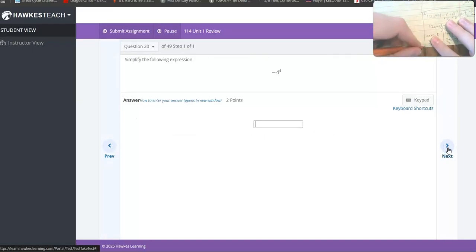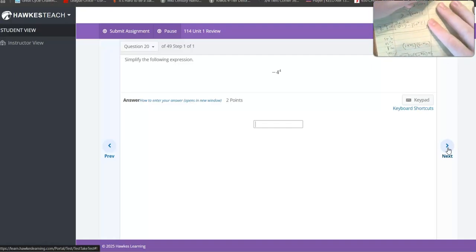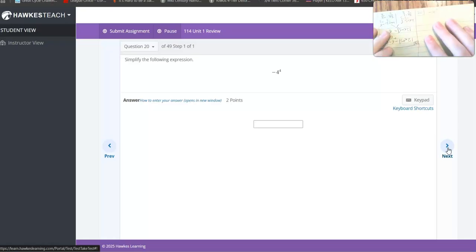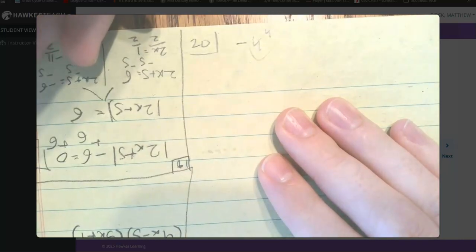All right. So the next one here. So you have negative 4 to the 4th. Again, the main thing to keep in mind here is order of operations. So again, we do the exponents first before we do the multiplication and division.